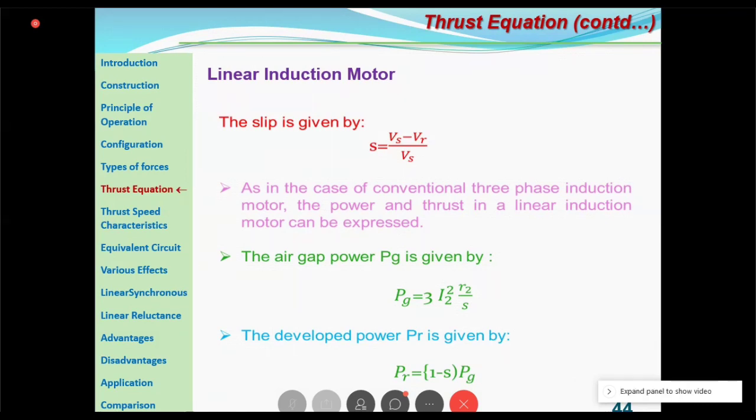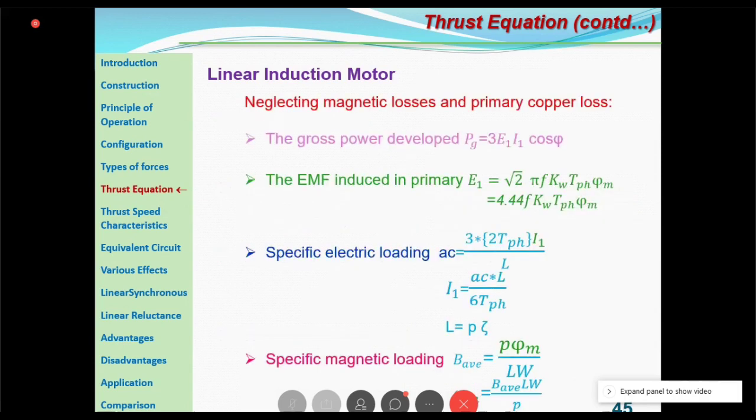And here the air gap power and the mechanical power developed are the same as those of the conventional induction motor, that is 3 I2 square R2 by S, and (1 minus S) Pg. And how will you get the thrust equation?